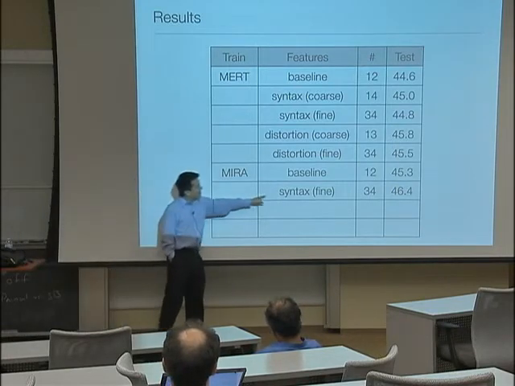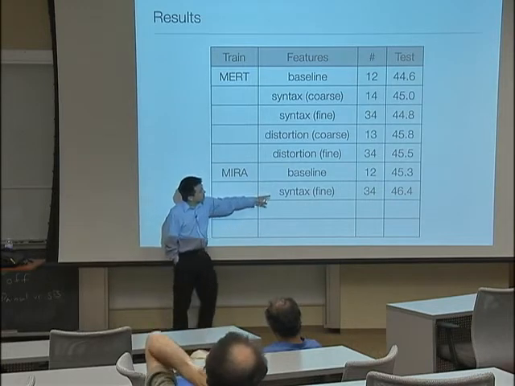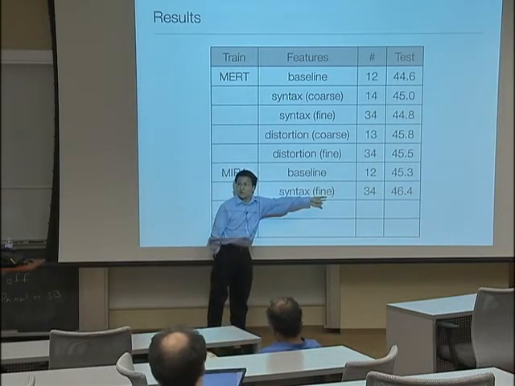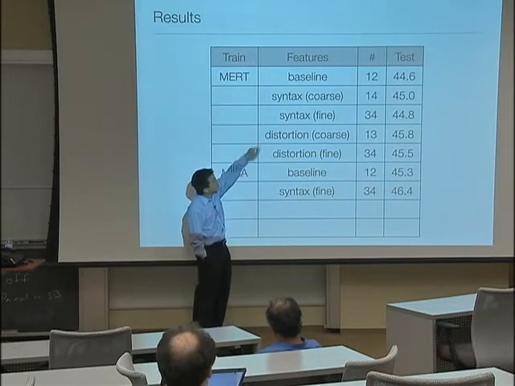All right, so when we run MIRA on the fine-grained syntax features, 34 features, the score is 46.4. OK, so this line gets compared with the syntax fine line up there.